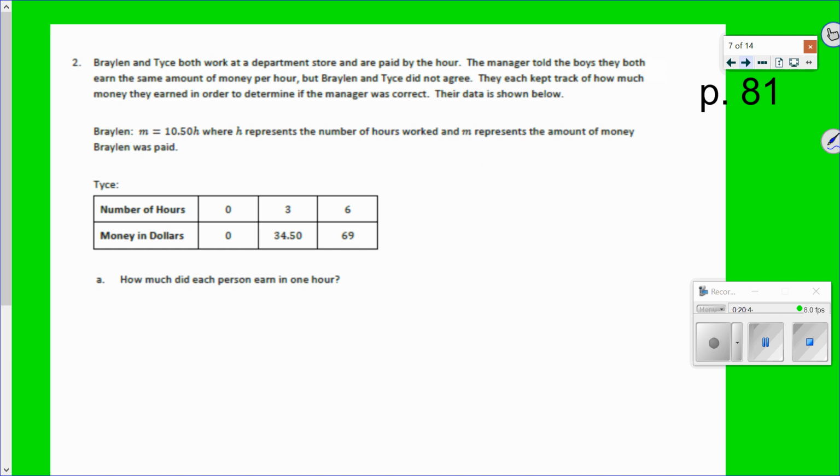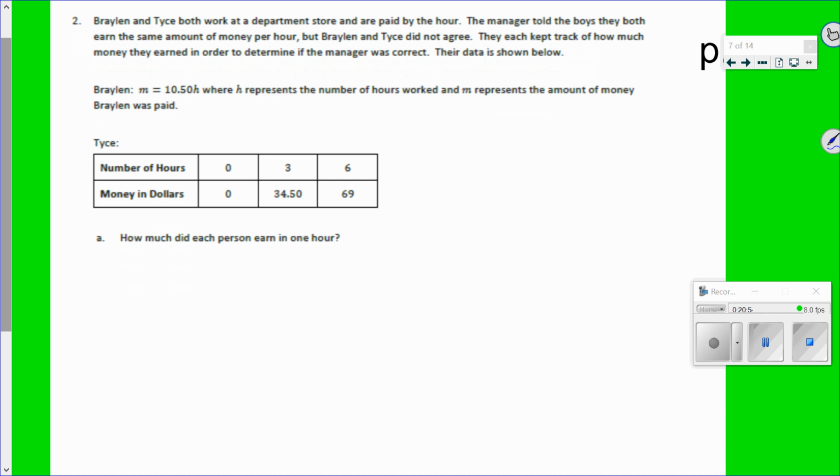Page 81. All right, let's look at this next one, guys. Braylon and Tice both work.